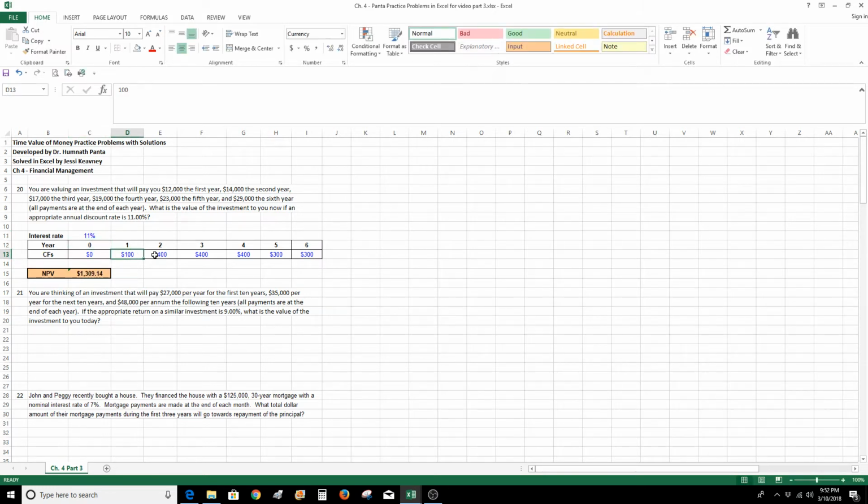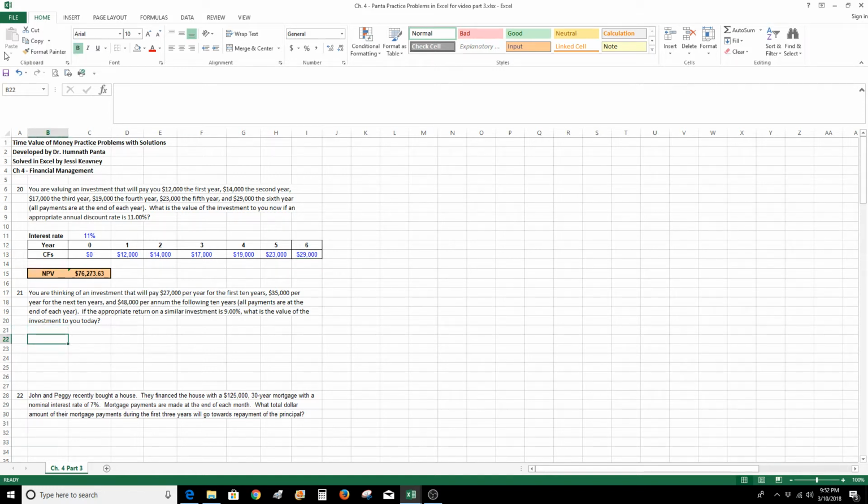And it says $12,000 the first year, $14,000 the second year, $17,000, $19,000, $23,000, and $29,000. And so that gives us a net present value, which is the same thing as the present value in this case, of $76,273.63.